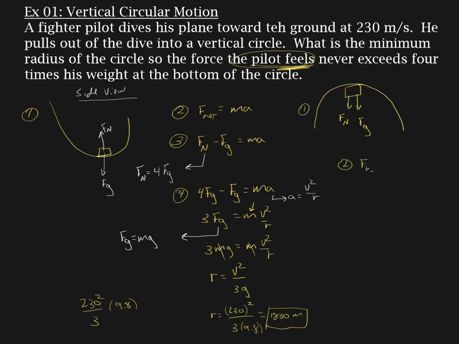Step 2, we write F net is equal to ma. This is non-equilibrium, so this a is going to become v squared over r. And for F net, we're now going to write Fn plus Fg is equal to m times v squared over r. Notice that they are both pointing down, but because we're using the RTZ coordinate system, we take note that this is actually towards the center of the circle, and that is the positive dimension. And so Fn in this case would become 4Fg plus Fg is equal to mv squared over r.